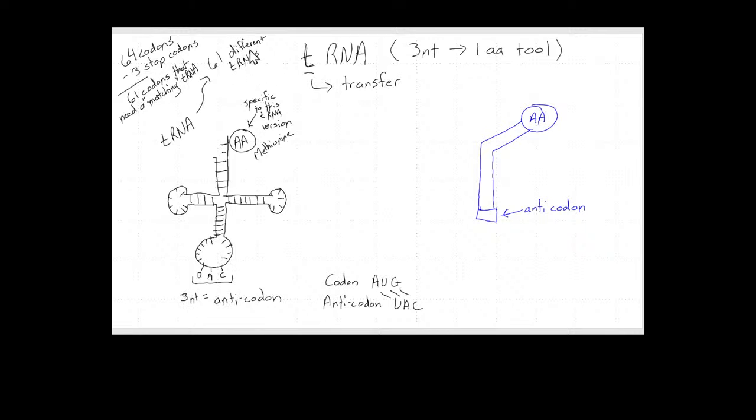So for the 61 different tRNAs you have 61 different possible anticodons here to match up with the 61 codons that we have after we subtract the 3 stop codons from our total.